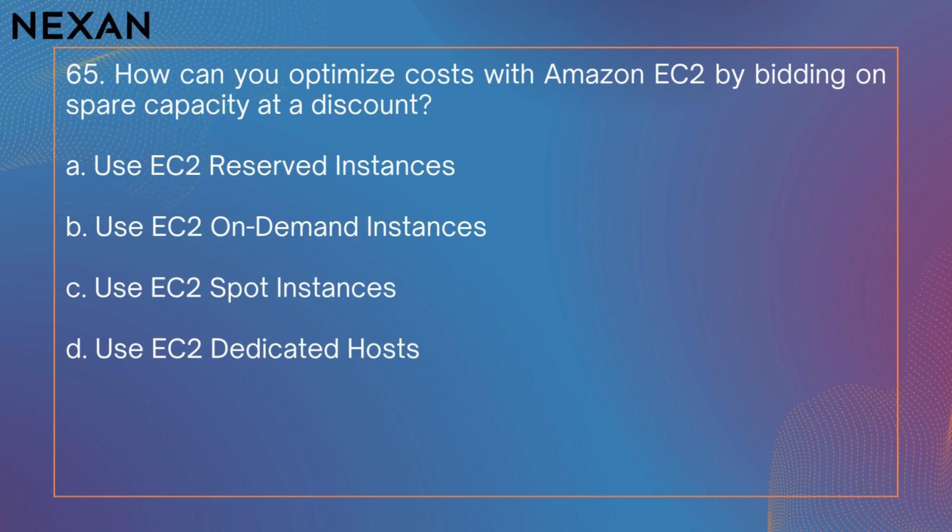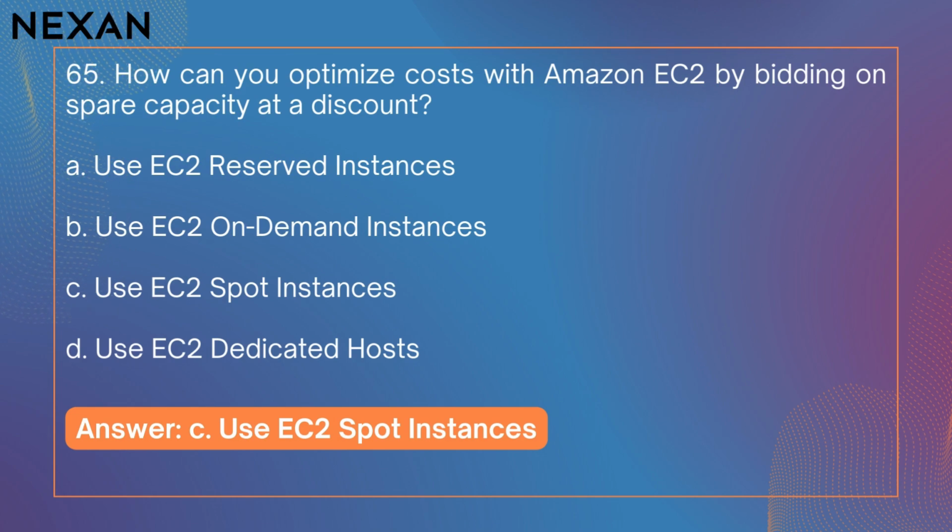65. How can you optimize costs with Amazon EC2 by bidding on spare capacity at a discount? A. Use EC2 reserved instances. B. Use EC2 on-demand instances. C. Use EC2 spot instances. D. Use EC2 dedicated hosts. Answer: C. Use EC2 spot instances.